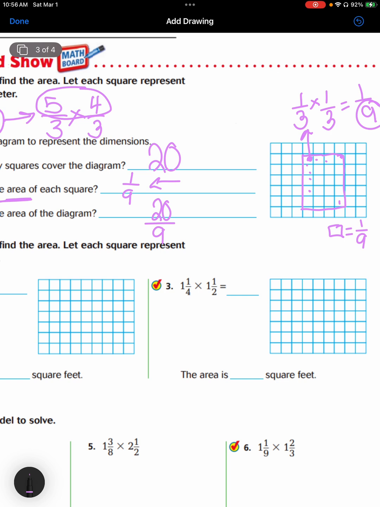Okay, so now we can divide. I'm going to do it over here. 20 over 9. 9 can go into 20 twice without going over. That's 18. You would have 2 left over. Bring it up, put it over 9. There's your answer. So this is the same as 2 and 2/9.